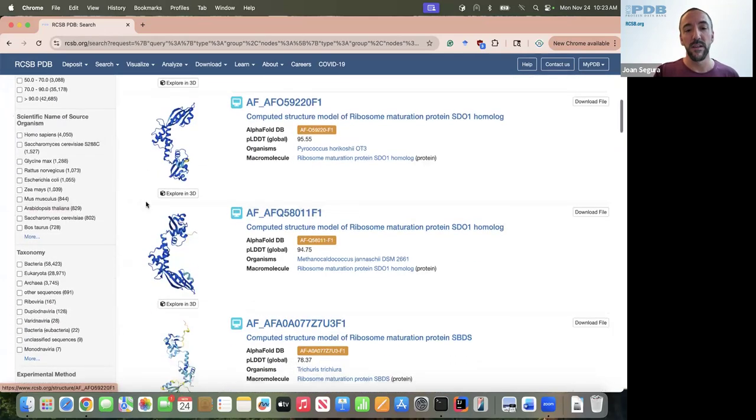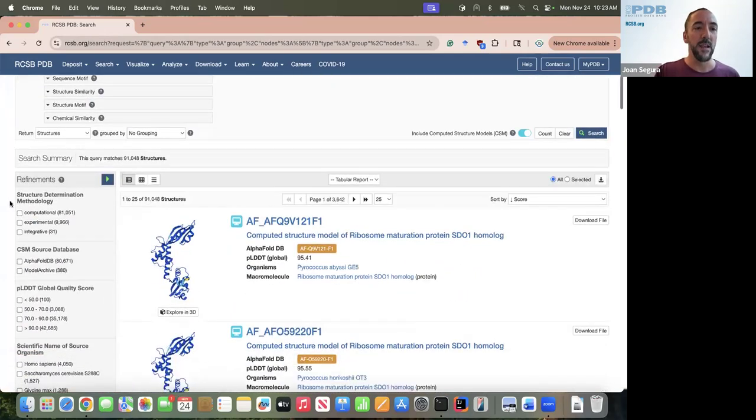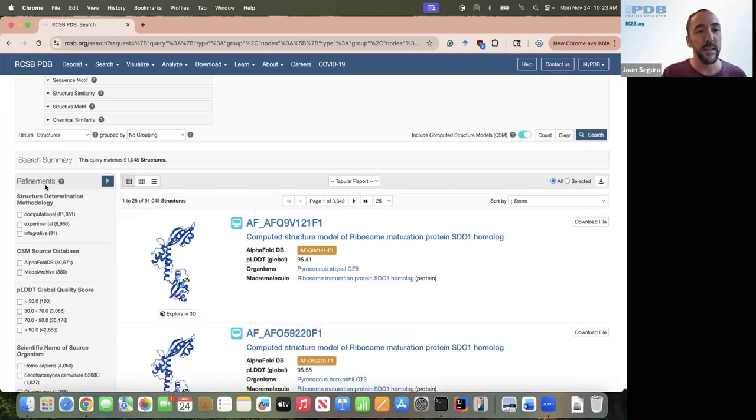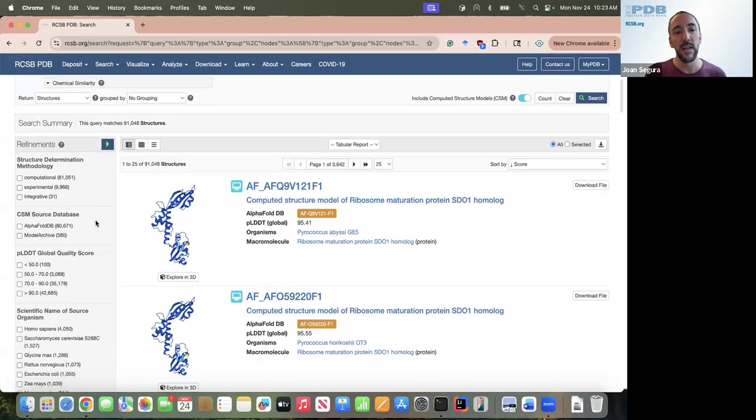Okay, so now here they are. If we go again to our refinement panel, we can now see under structure determination methodologies 80,000 computational models. This is what I was telling you. This is one of the reasons why we are making this effort to integrate computed structure models. Look how many proteins were missing because we didn't have any experimental evidence for them. So this is what we gain by including the computed structure models.